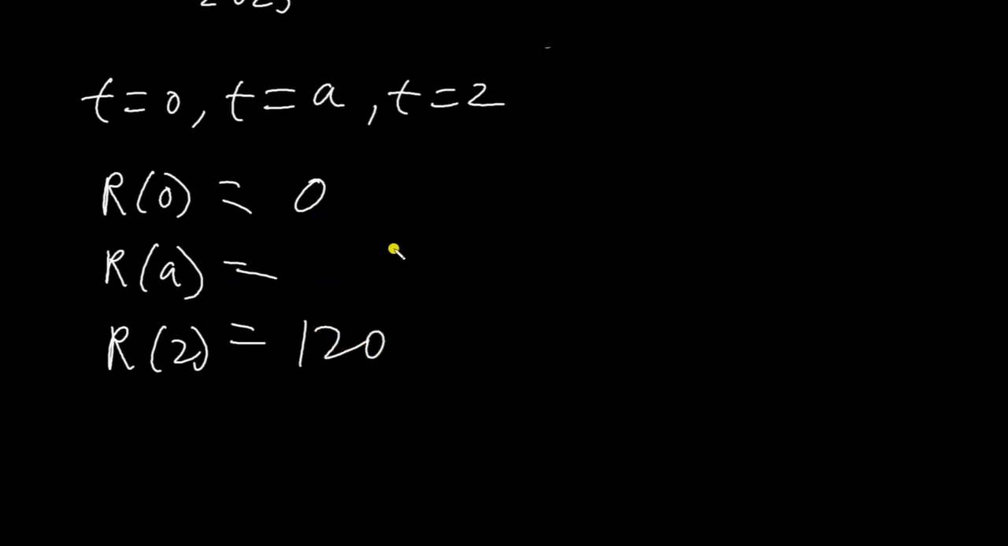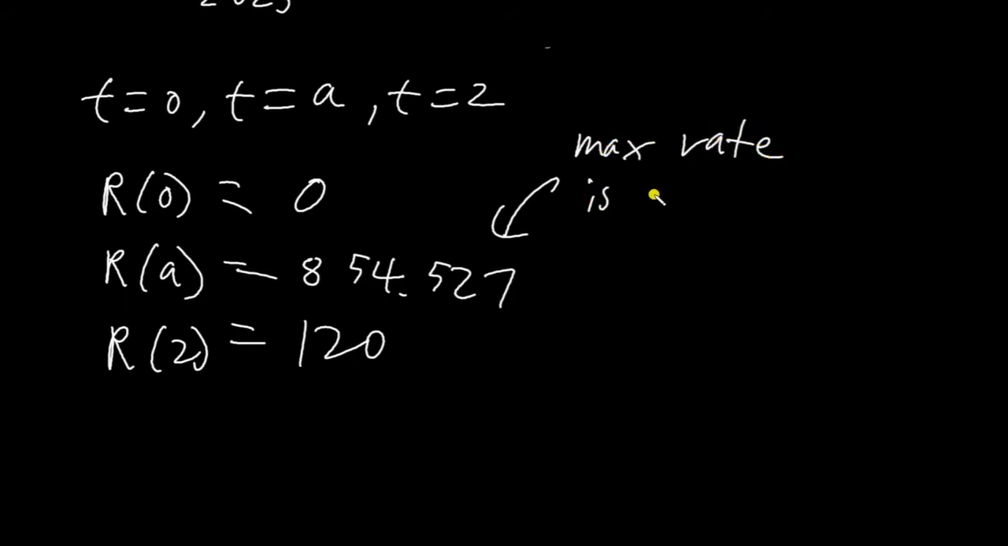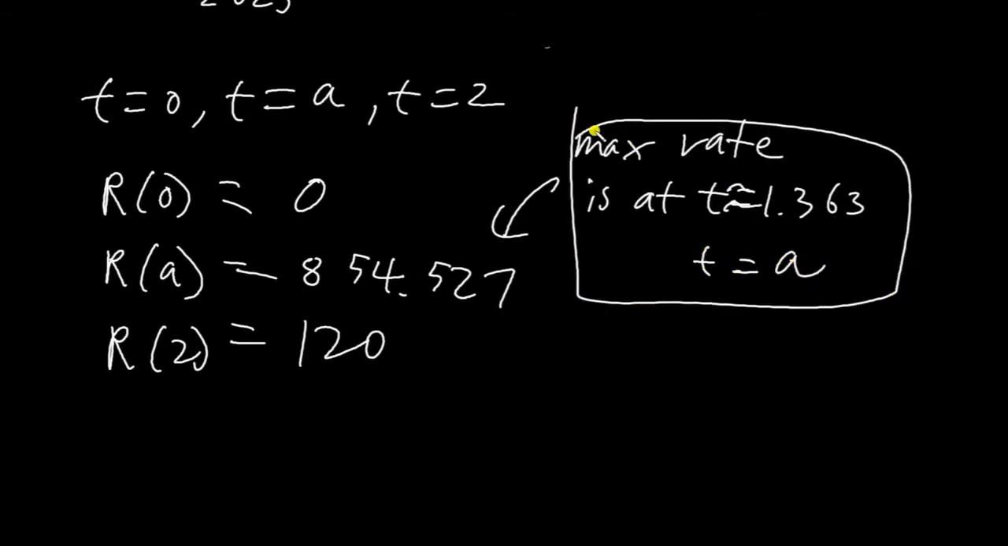And then R of a is going to be 854.527. Okay? So that is the different rounds, and obviously it's clear that R of a is the biggest of the bunch. So the maximum rate at which people are entering is at t equals 1.363, approximately, so t equals a, right? That's the answer. I think that's what they asked us for.